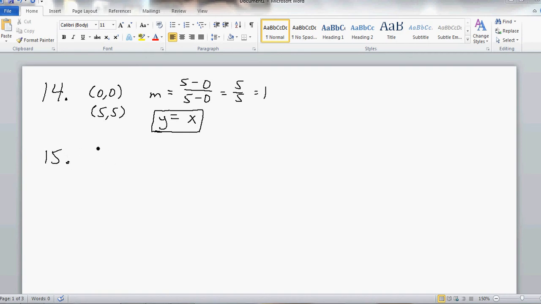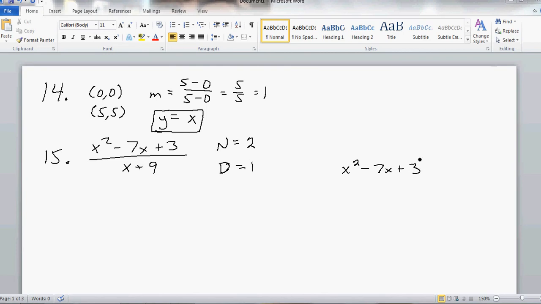Number 15. We have x squared minus 7x plus 3 over x plus 9. Now, there's nothing to simplify here, so the degree of the numerator is 2, the degree of the denominator is 1, and the numerator is 1 more than the denominator. So what we have to do is actually do the division here. We have to take x squared minus 7x plus 3 and divide by x plus 9 and see what we get.